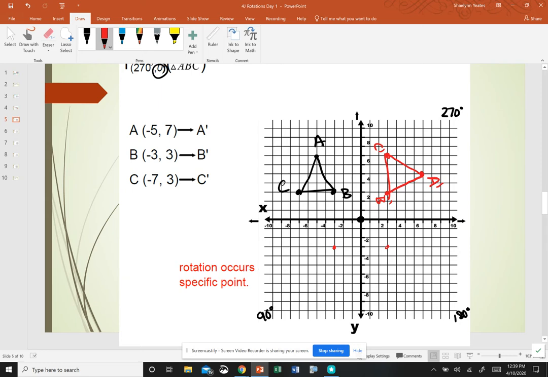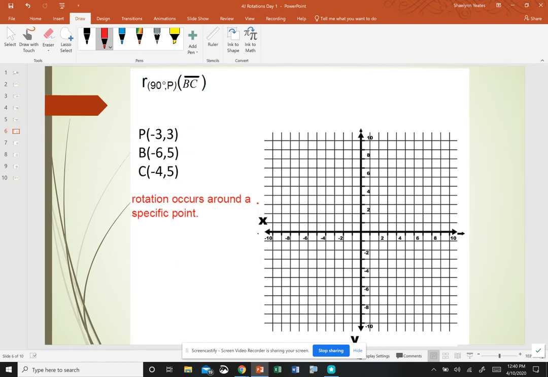So A is now at 7, 5. B is now at 3, 3. And C is now at 3, 7. Okay. All right, let's try another one.